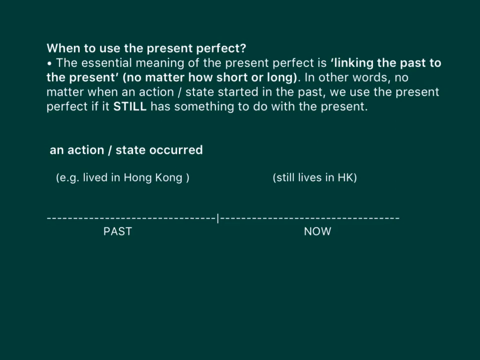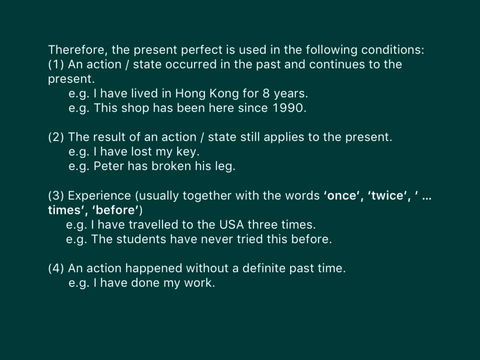Take an example. Let's say someone lived in Hong Kong in the past and still lives in Hong Kong. So it's an action or state that occurred in the past but is still happening now. So we use the present perfect tense. Therefore, the present perfect tense is used in the following conditions.